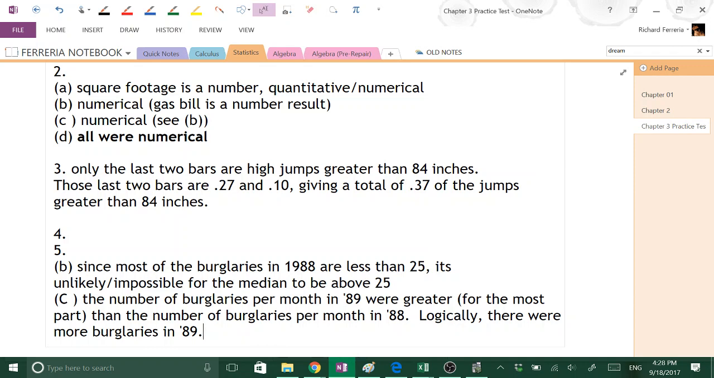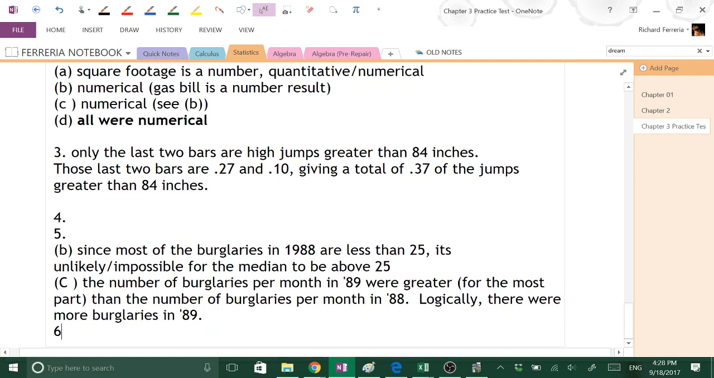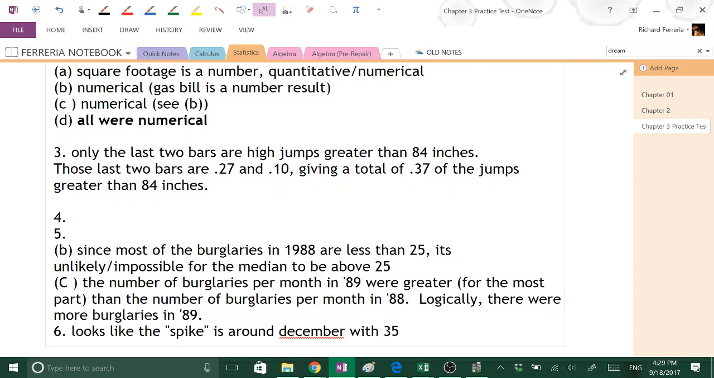For number 6, the maximum number of burglaries in 1988, that looks like that spike right at the end of the year, in December. That spike is right around 35, right? The height of the spike is about 35.